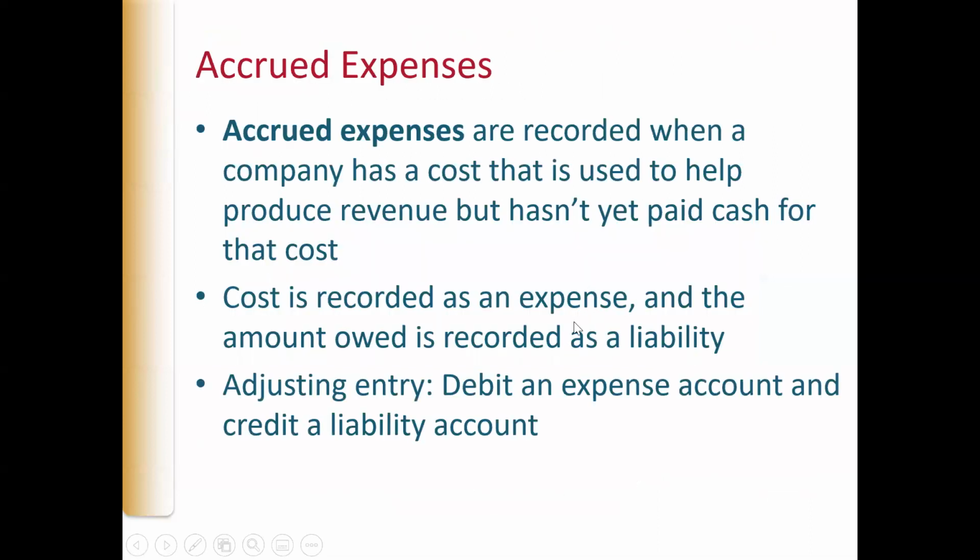Okay, now accrued expenses are recorded when a company has a cost that is used to help produce revenues, just like that interest, but hasn't yet paid cash for that cost. The cost gets recorded as an expense and the amount owed is recorded as a liability. We did that with interest and we also did that with salaries, didn't we? Make sense? Yes, no?